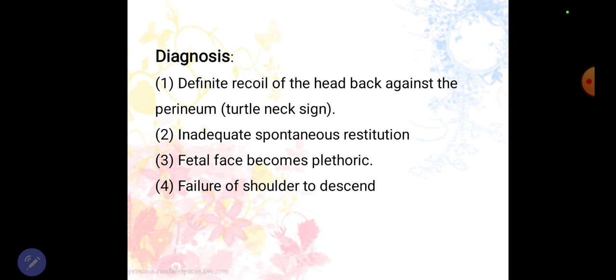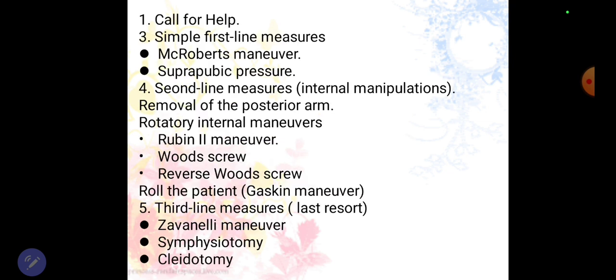Failure of shoulder to descend. By one of these, we suspect shoulder dystocia and will confirm by gentle axial traction. If gentle axial traction fails, this confirms shoulder dystocia. So first, call for help. It's an obstetric emergency. First, call for a senior obstetrician and additional staff. Call for midwives. Call the anesthetist, neonatologist. Inform the blood bank and alert the theater.